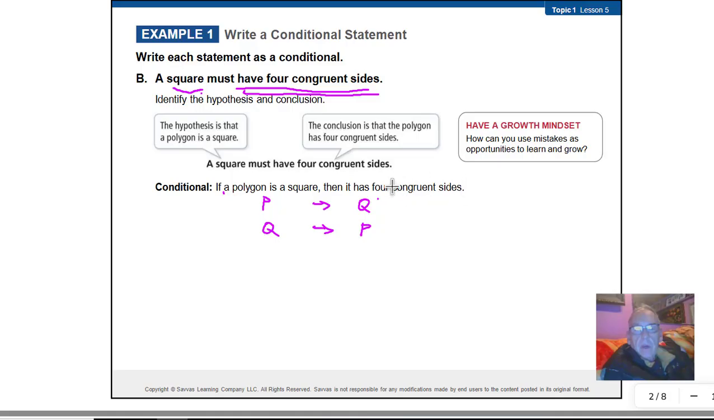Here we have a polygon with 4 congruent sides. Does it have to be a square? Well, this could be a rhombus.